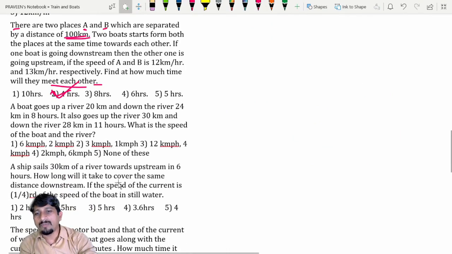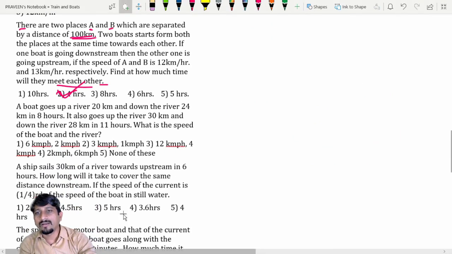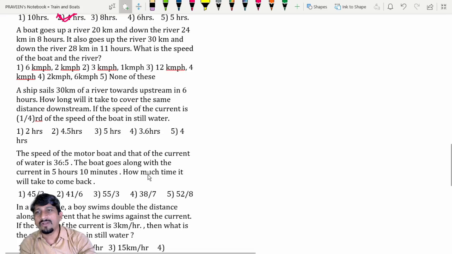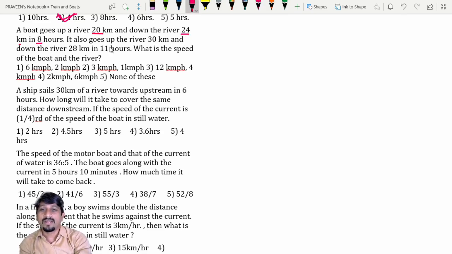A boat goes up a river 20 kilometer and down the river 24 kilometer in 8 hours. Now this is very interesting. So both of them together it is 8 hours. It also goes up the river 30 kilometer and goes down the river 28 kilometer in 11 hours. What is the speed of the boat and the river? Very good. So this will teach a lot of things.